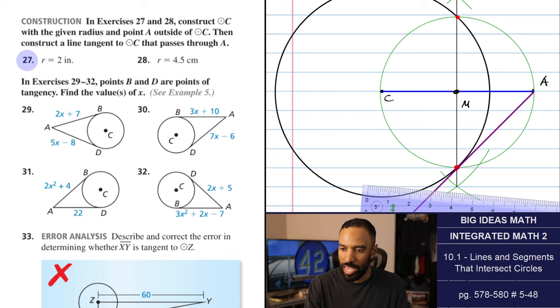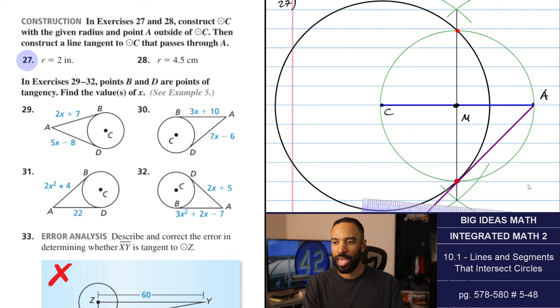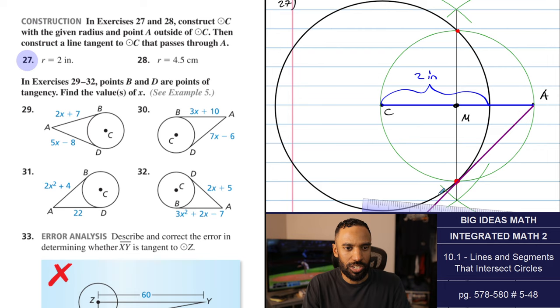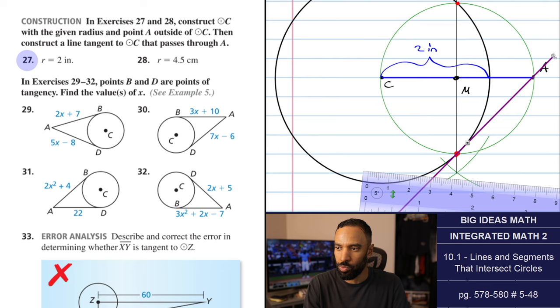It only touches the circle at one point, just that red point, right there, and glances off after that. Remember, this has a radius of 2 inches. So this thing right here is 2 inches. And with that point A, we were able to construct all that. So construct a line tangent to C that passes through A. Oh, they wanted a line, not a ray. So let me do that, and let me get another arrow on that thing. There we go. It's the purple line right there.